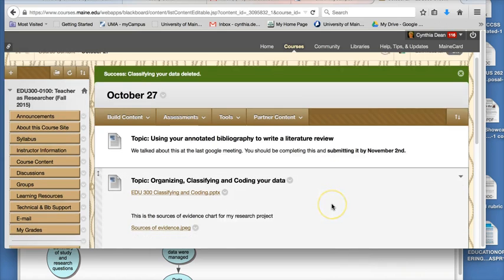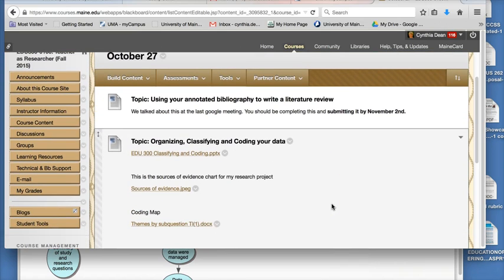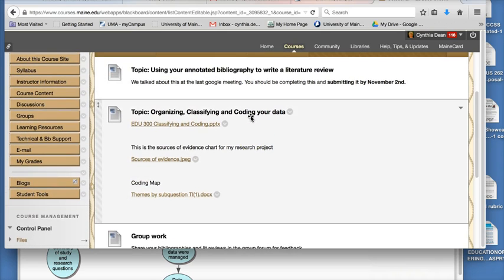So for this week, all right, we talked about the annotated bibliography and writing a literature review. I want to see your literature review by November 2nd, all right? That needs to get done. If there's some reason you can't get that to me, please let me know. But we need to get moving here, folks.